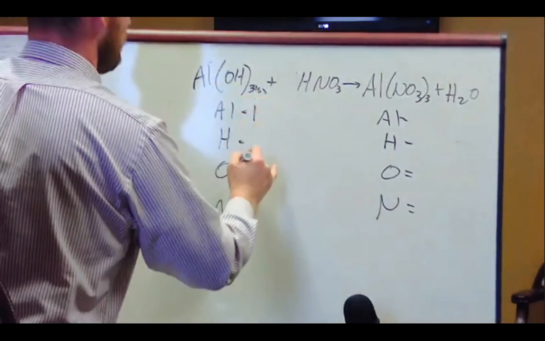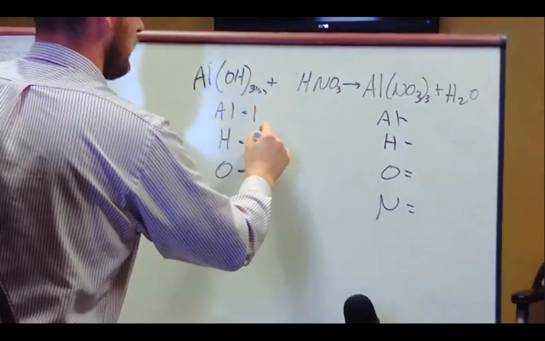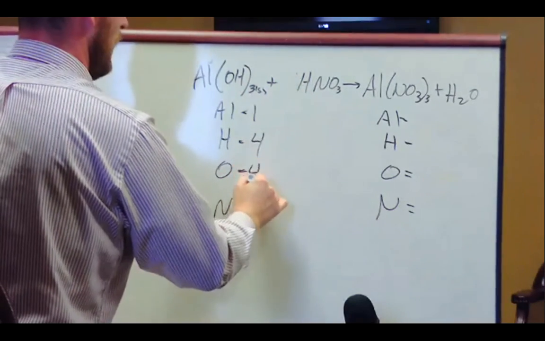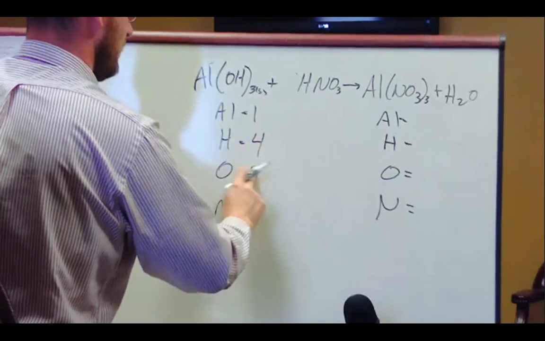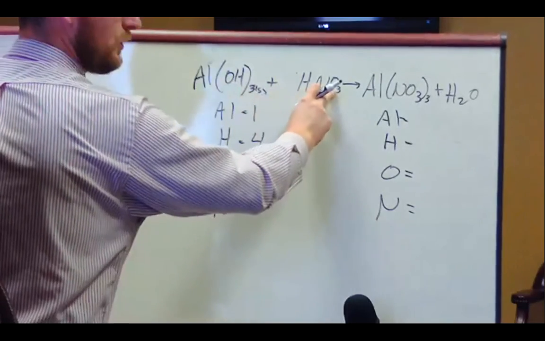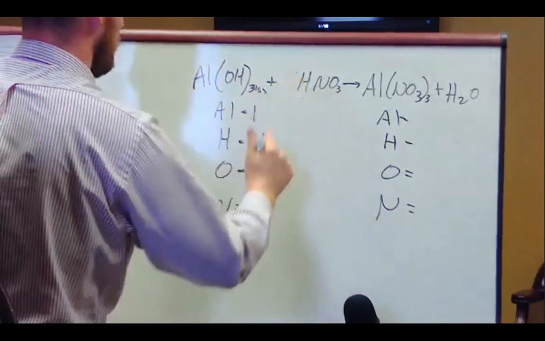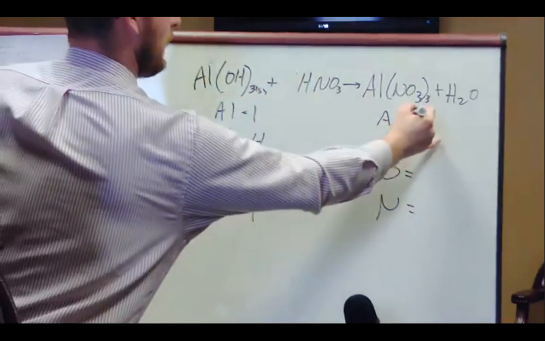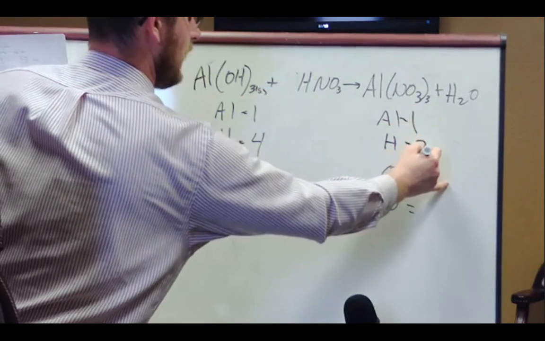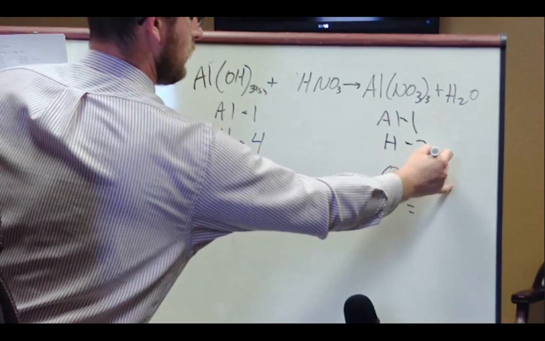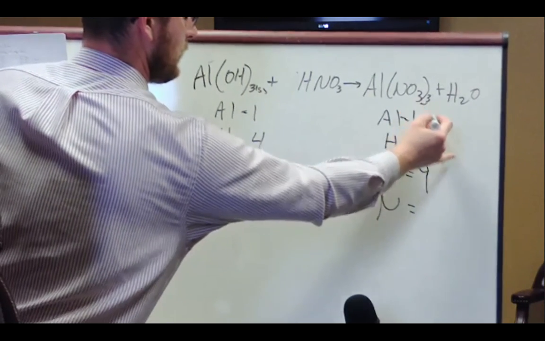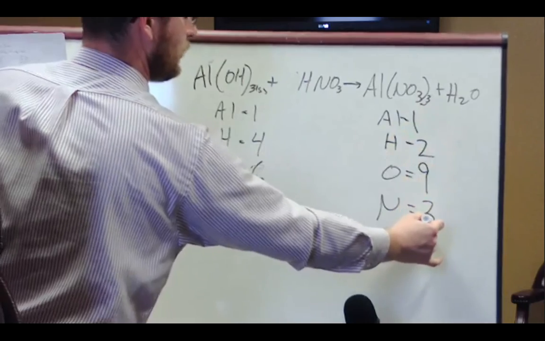So we have 1 aluminum, we have 4 hydrogen, 3 here, 1 here. We have 6 oxygens, right? Because there's 3 here and there's 3 here. And then we have 1 nitrogen. Let's look over here. We have 1 aluminum. We have 2 hydrogens. We have 9 oxygens, right? 3 times 3. And then we have 3 nitrogens.